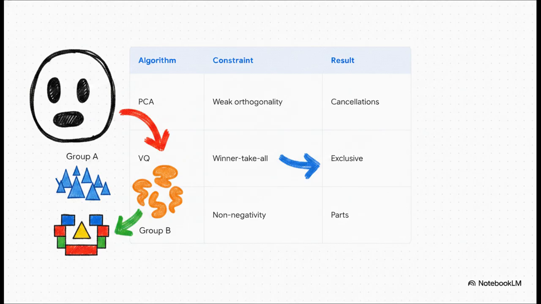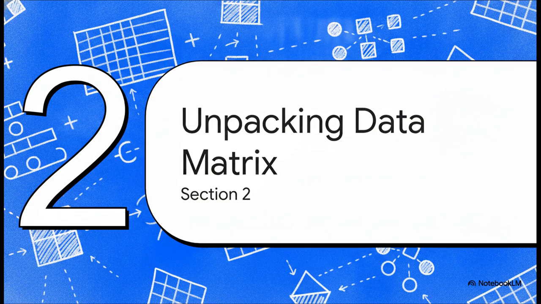But non-negative matrix factorization, or NMF, does something completely different. It imposes a strict non-negativity constraint. Because you can't use negative numbers, you literally cannot subtract. You can only add. And this forces the algorithm to learn a parts representation. Think of it like Lego blocks. You build a complete face by adding a specific nose block, an eye block, and a mouth block together. It just makes sense.